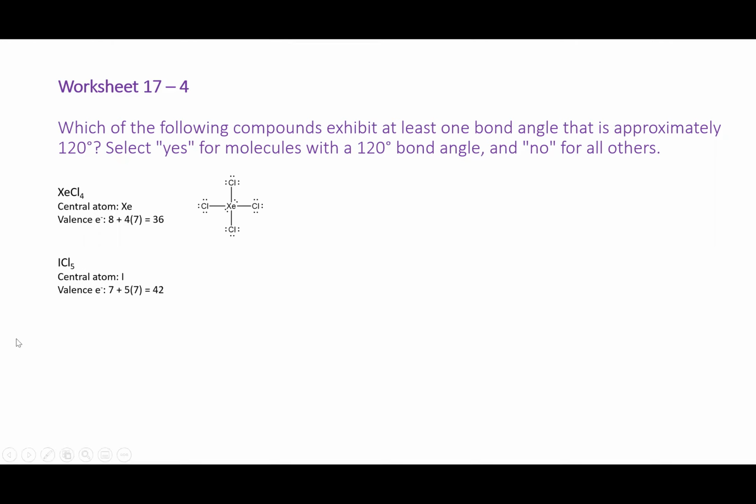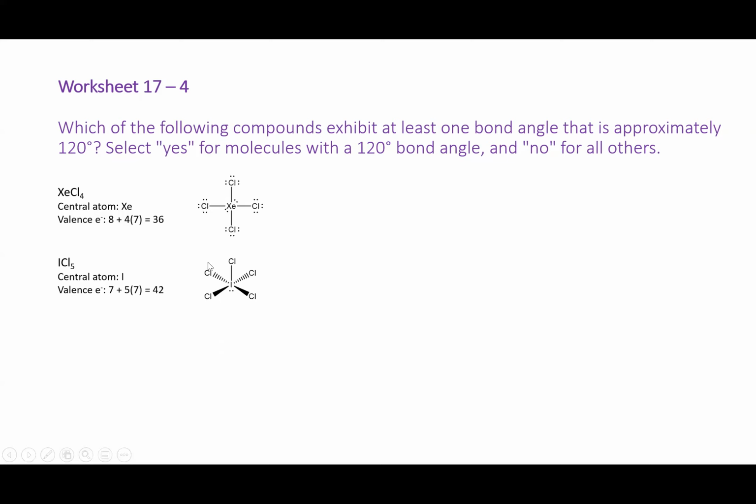We have ICl5. Our central atom will be I because it is the least electronegative atom in this compound. We have a total number of valence electrons equal to 42. So we might get a compound that looks like this. Again, in order to figure out how many lone pairs you should attribute to the central atom, you can assume each of these chlorines has a full octet. I didn't put all the lone pair electrons on the chlorines, but you can imagine if they were there, they would have 8 electrons surrounding each chlorine.